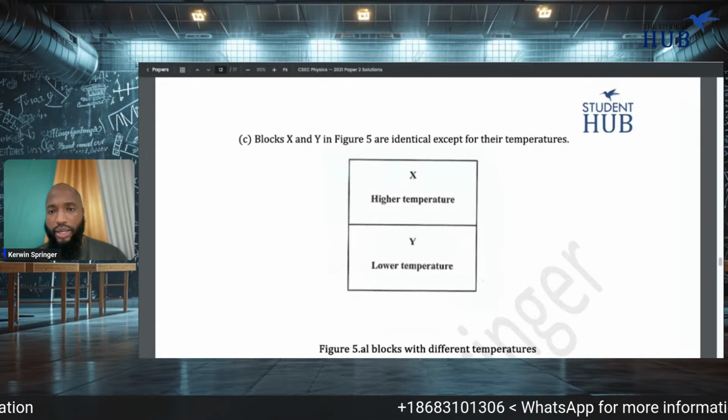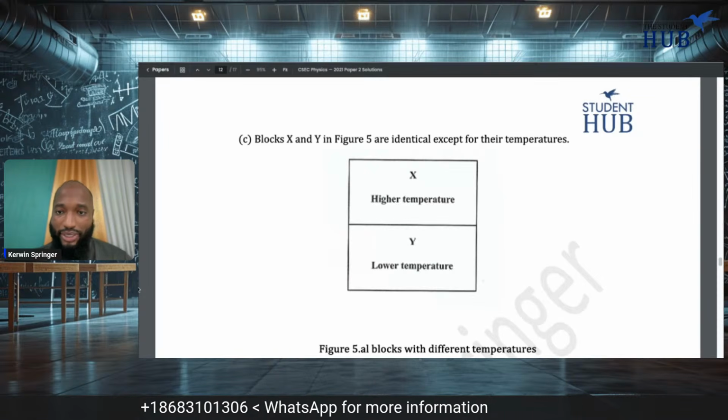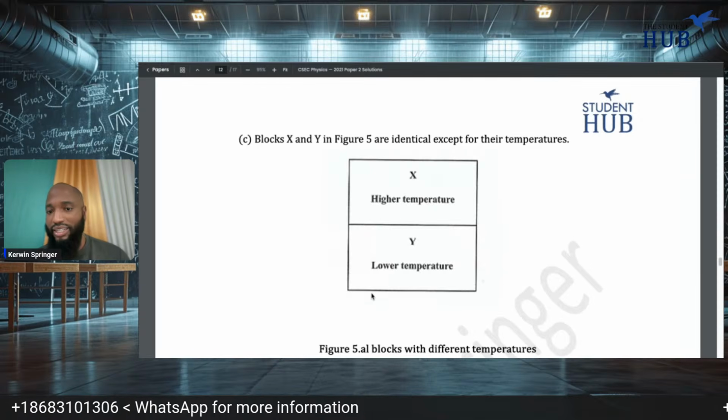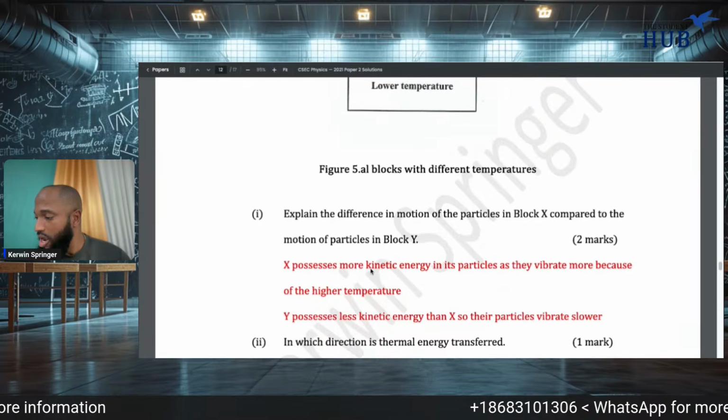From X to Y. So no paper leaked. That's why I say I never see any paper leak. I'm hearing exciting things there.